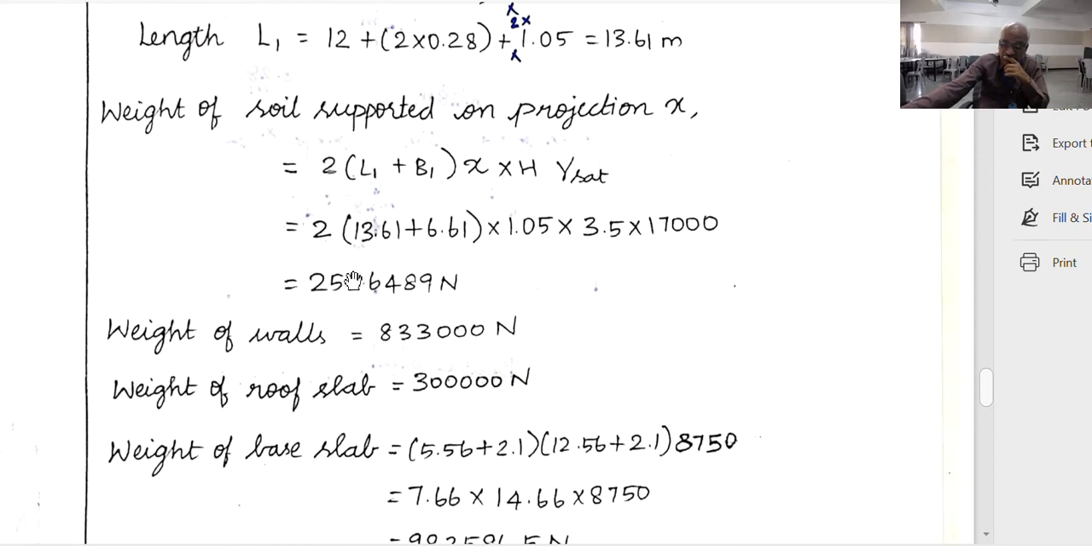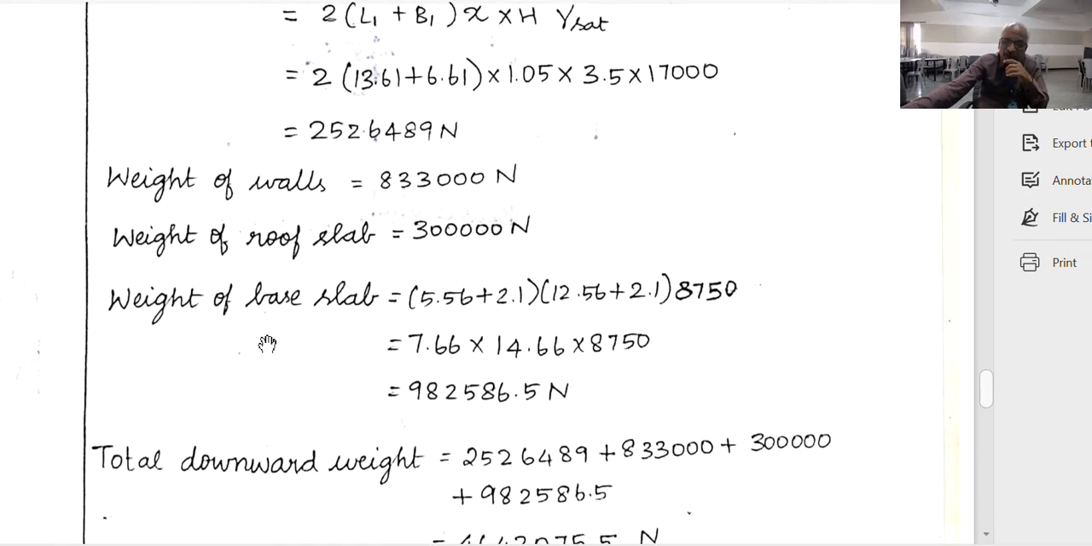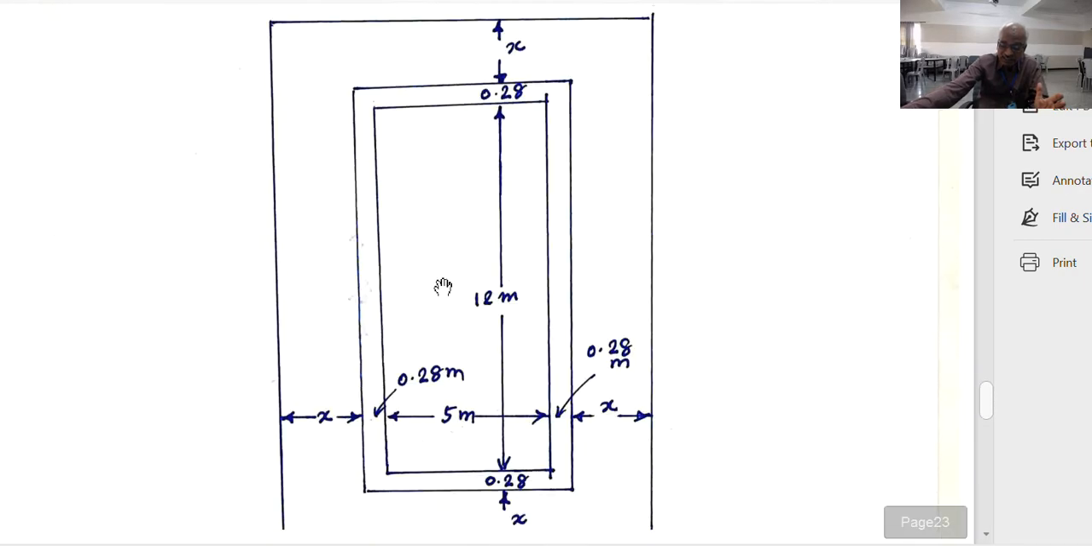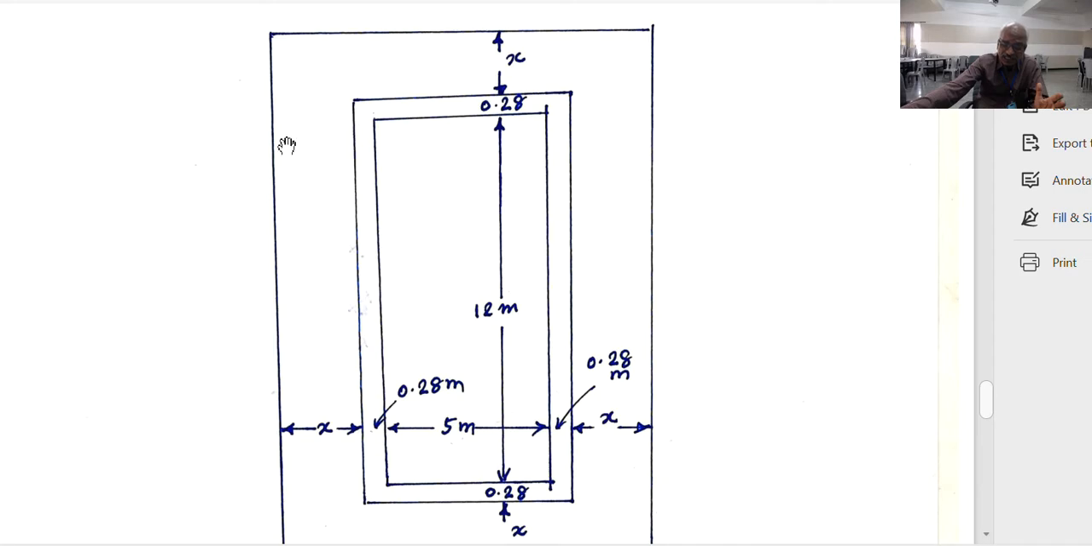We have to add them and find out the total downward load, weight of soil supported, weight of walls, weight of roof slab. Like this, we have to equate the total upward force, total downward force, and find out the factor of safety. After calculating the total downward force and the total uplift force, we find, yes, this is the diagram. We have to just consider the total width. Total width is x projection on this side, x projection on this side. So there they have not used the 2, therefore that 2 has to be included.